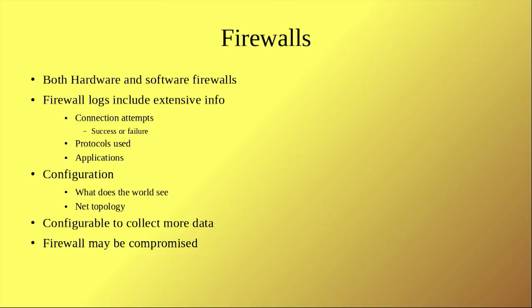One of the things with firewalls is that you could have both hardware and software based firewalls, and firewalls actually provide you a lot of information. They tell you whether someone has tried to connect to your network, and whether the connection has passed or failed. Then it also talks about the protocols that are being used for communication, and it also has information on the applications, because there is something known as application level firewalls. So this tells you all the applications that are passing through these firewalls.